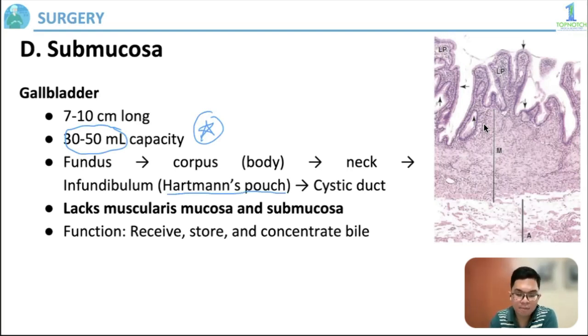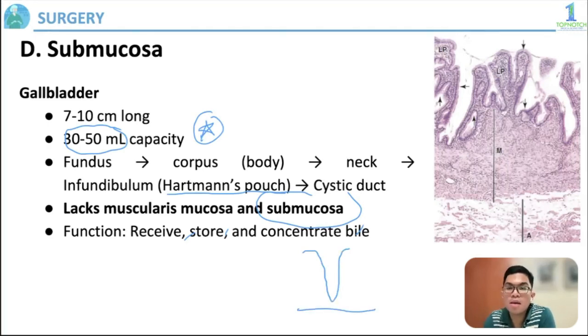So yung function ng gallbladder is to receive, store, and concentrate bile. And in terms of histology, it lacks your muscularis mucosa and your submucosa. So dahil wala siyang submucosa, the gallbladder is prone to have mucosal outpouchings, no? So yung mucosa, parang it's going to go down into the layers of the rest of the gallbladder wall. So you call those your Rokitansky-Aschoff sinuses. Okay? So baka lang lumabas din sa patho or sa anatomy.